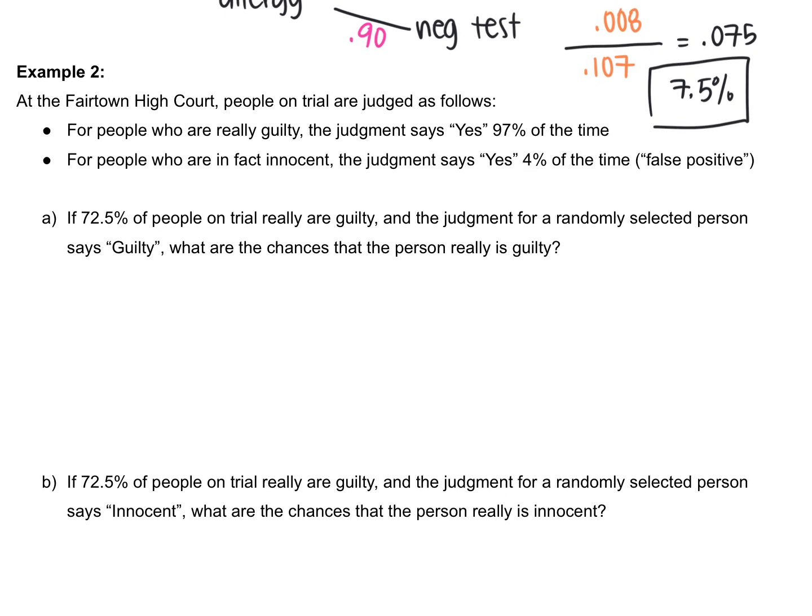So at the Fairtown High Court, people on trial are judged as follows. For people who are really guilty, the judgment says yes 97% of the time. And for people who are in fact innocent, the judgment says yes 4% of the time. So that's our false positive. People who are innocent found guilty 4% of the time. So if 72.5% of people on trial really are guilty and the judgment for a randomly selected person says guilty, what are the chances that person really is guilty?